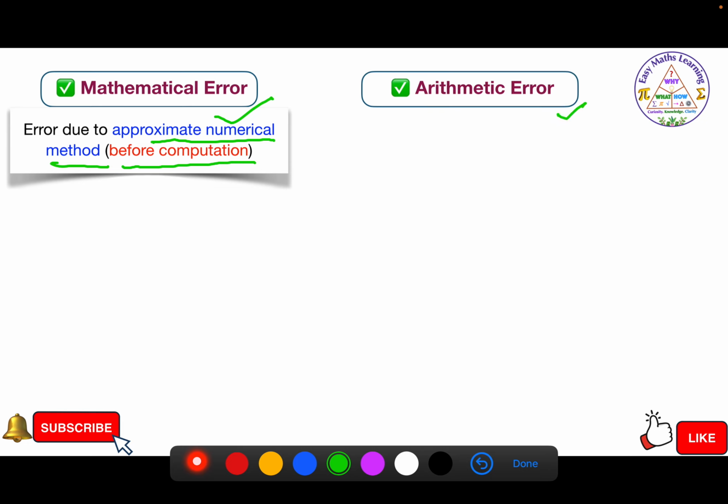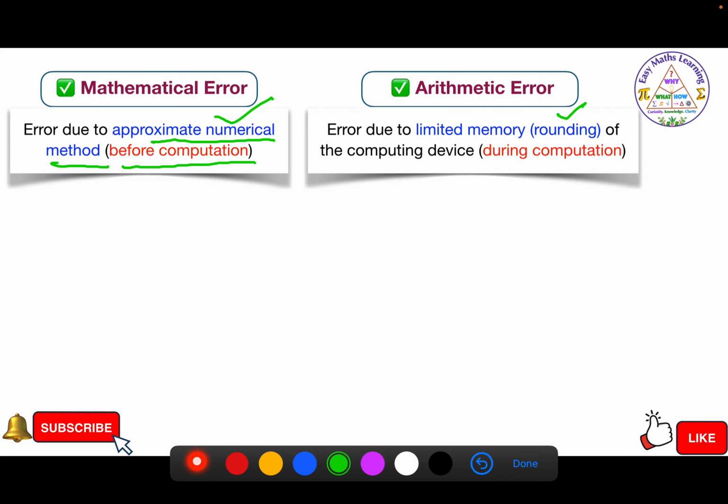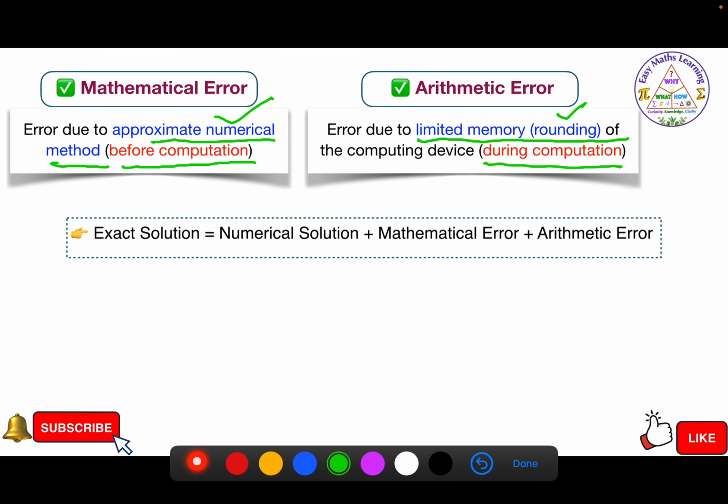Second is arithmetic error. As we know, computers cannot store infinite number of digits. They can store only a limited number of digits. So arithmetic error occurs due to the limited memory of the computing device. And this mainly happens because of rounding or chopping in the computing device. So arithmetic error appears during computation. Therefore, we write the important relation, which is exact solution equal to numerical solution plus mathematical error plus arithmetic error.